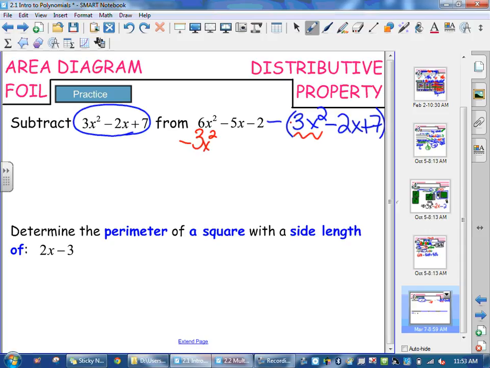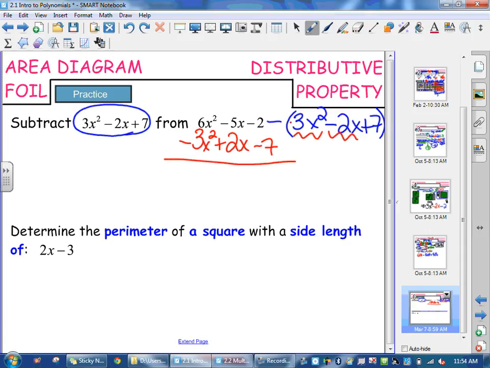5x. The x here matches, so a negative 2x is going to match this one, but I have to subtract a negative. What's subtracting a negative going to give me? Positive. So I have a positive 2x here. And on the end, I have a positive 7. How am I going to put a positive 7 under here? Subtract 7. So you do all the opposite signs.